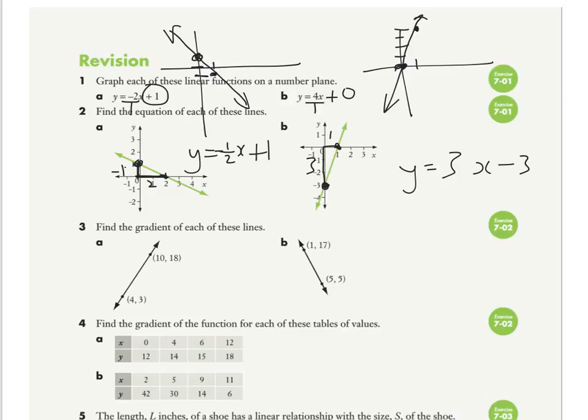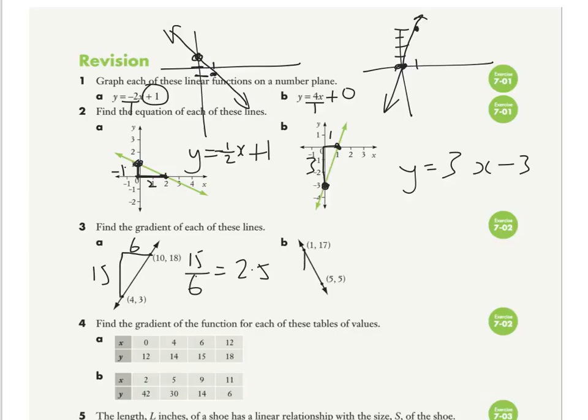Now gradient, rise over run. Now the rise is always the y, the second value. So 3 to 18, we rise 15. 4 to 10, we run 6. 15 over 6 is 2.5.